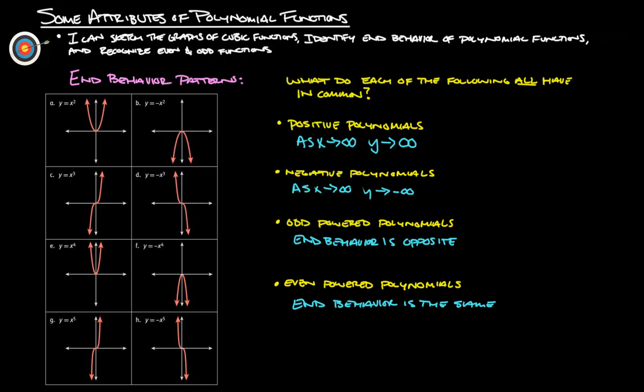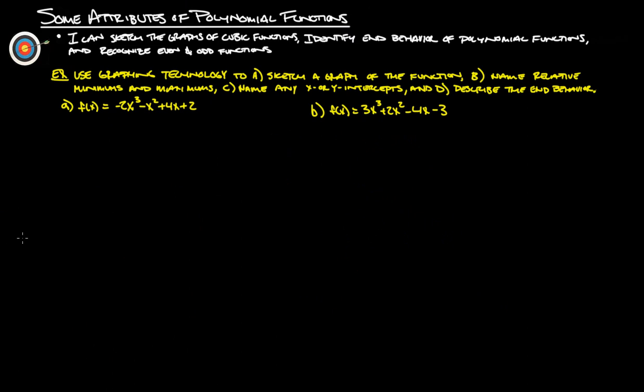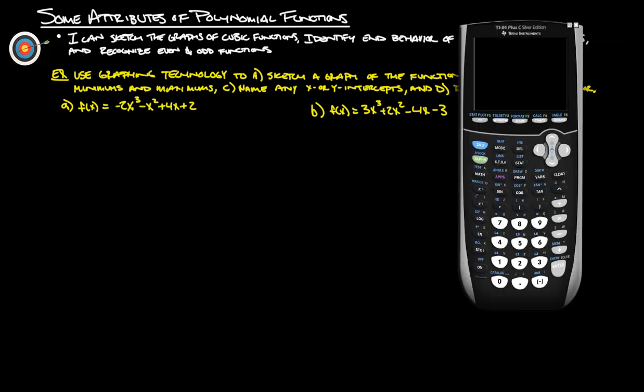Okay, let's take a peek at some examples here. It says use graphing technology to sketch a graph of the function, name the relative minimums and maximums, name any x or y intercepts, and describe the end behavior. That's a lot of stuff, but that's okay, we can do that.